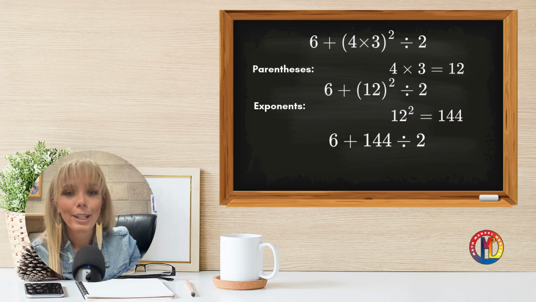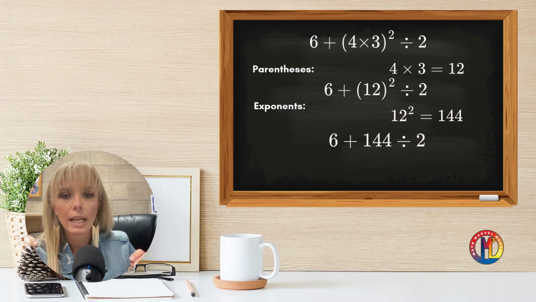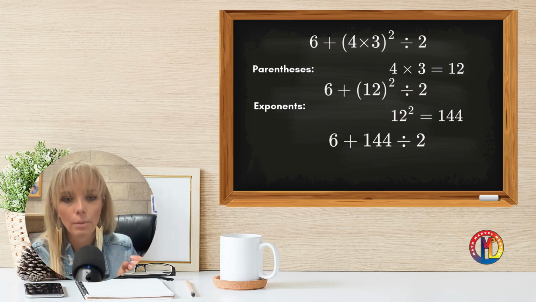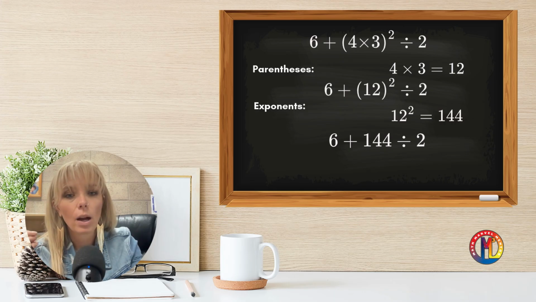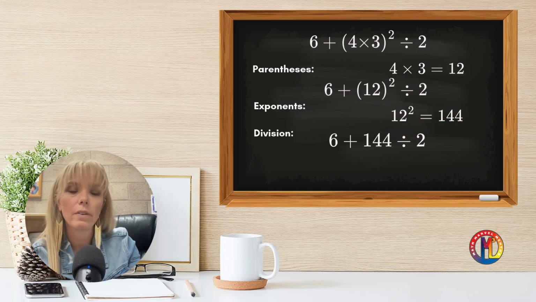And now we go to the next part of our acronym. So Please Expect Mistakes, Determination. So there's no multiplication left anymore, so we go to division. So I'm going to divide before I add that 6. 144 divided by 2 equals 72.